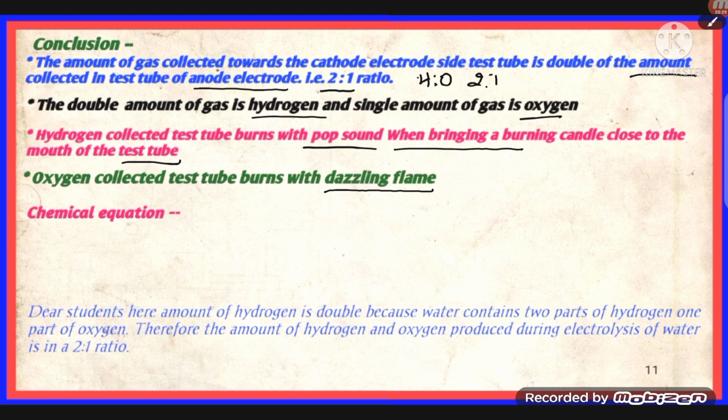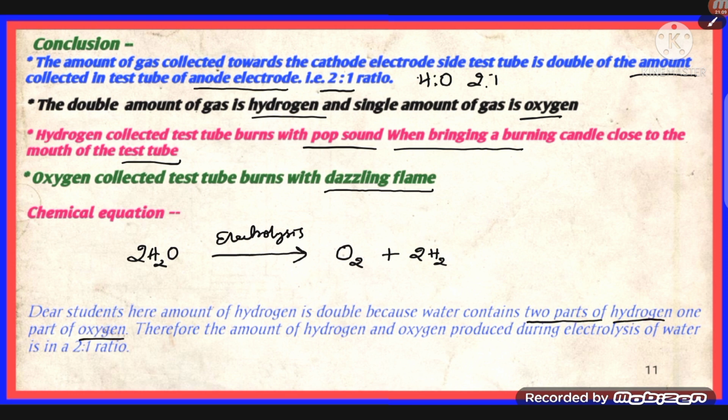Chemical equation of this reaction: 2H2O, on electrolysis, gives oxygen and hydrogen. Dear students, here the amount of hydrogen is double because water contains 2 parts of hydrogen and 1 part of oxygen. Therefore, the amount of hydrogen and oxygen produced during electrolysis of water is in a 2:1 ratio.